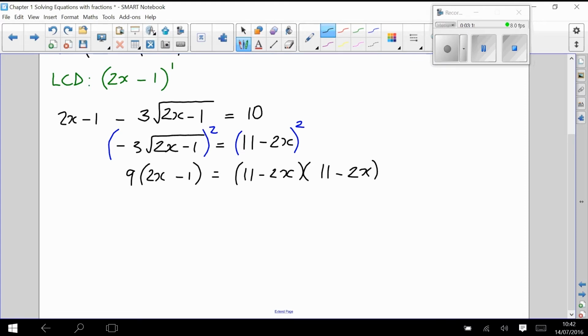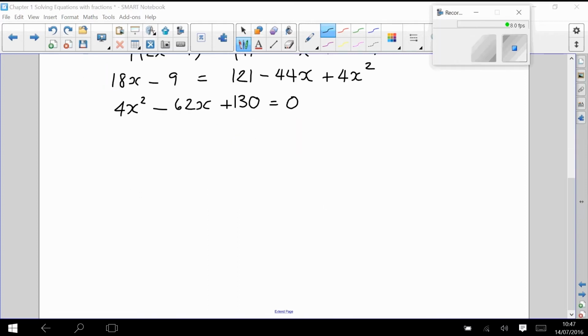And now multiplying my brackets out, I'm going to get 18x minus 9 is equal to 121, minus 22x minus another 22x is minus 44x, and minus 2x times minus 2x is plus 4x squared. You can see over here I have a quadratic equation, and so I'm going to take all my information to the one side and make it equal to 0 on the other.